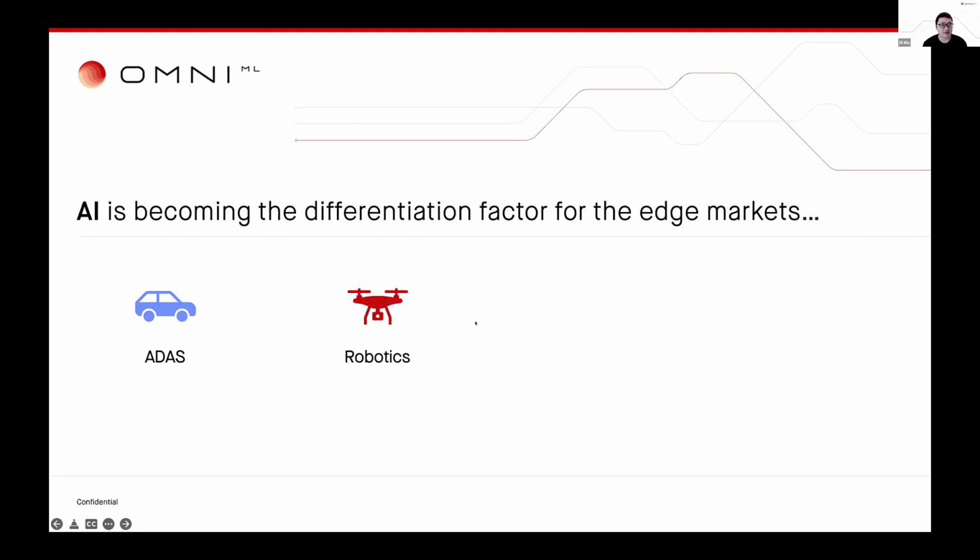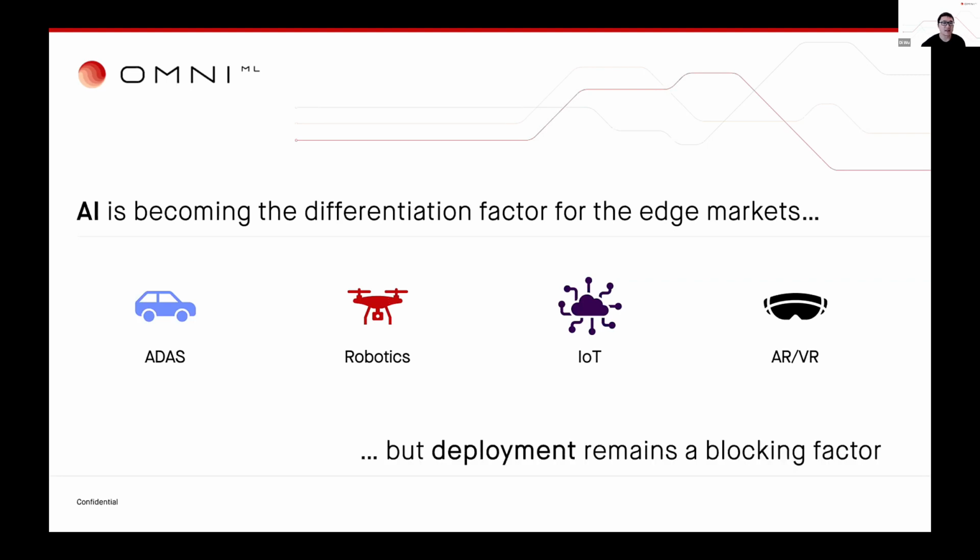Similarly for robotics, it's again a constrained device. IoT devices are getting smaller, and there is also this new AR/VR, where the device is small and the computation requirement is absolutely massive. So in all of these new markets, where AI has to run on the edge, deployment remains a blocking factor. There's a lot of advancement in AI algorithms. There's a new algorithm coming out every week, every month.